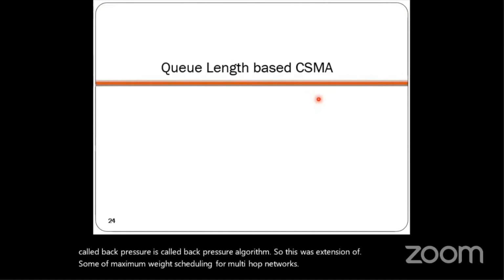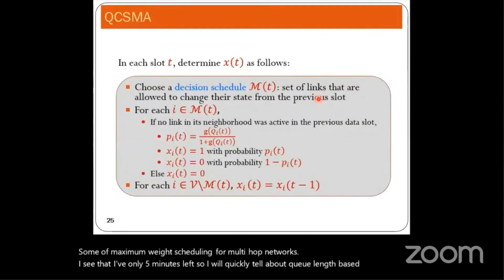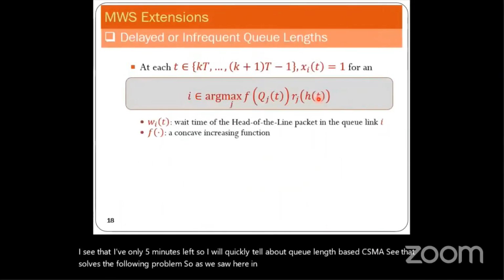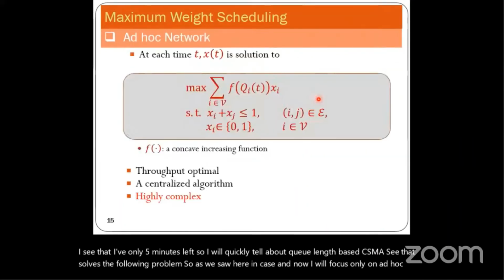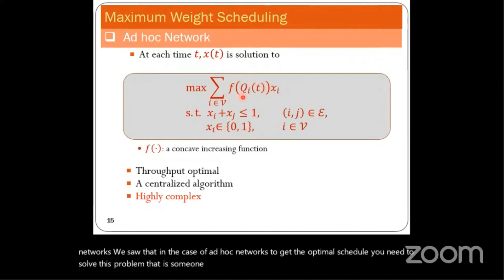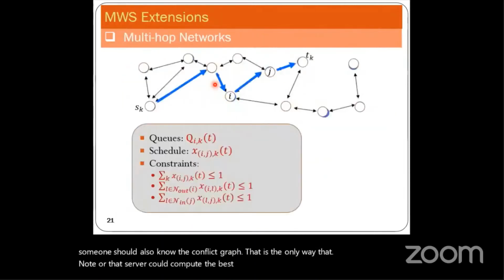I see that I have only 5 minutes left, so I'll quickly tell you about queue length based CSMA. That solves the following problem. Now I'll focus only on ad hoc networks. We saw that in ad hoc networks, to get the optimal schedule, you need to solve this problem. Someone should have all these queue lengths at its disposal, and that someone should also know the conflict graph. That is the only way that node or server could compute the best schedule. So it's not a distributed algorithm.